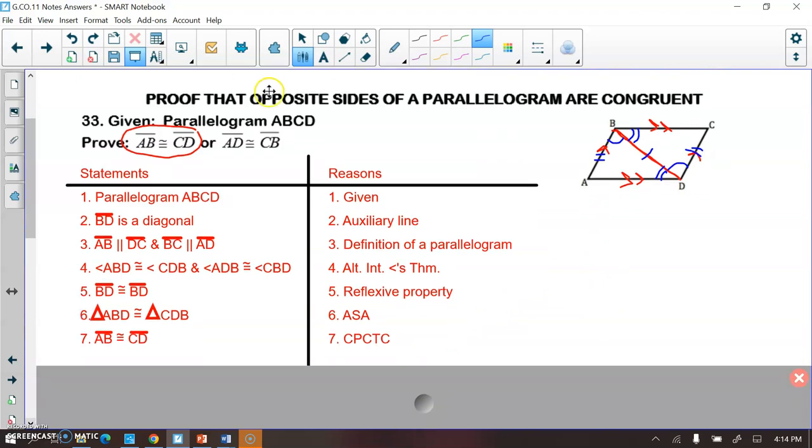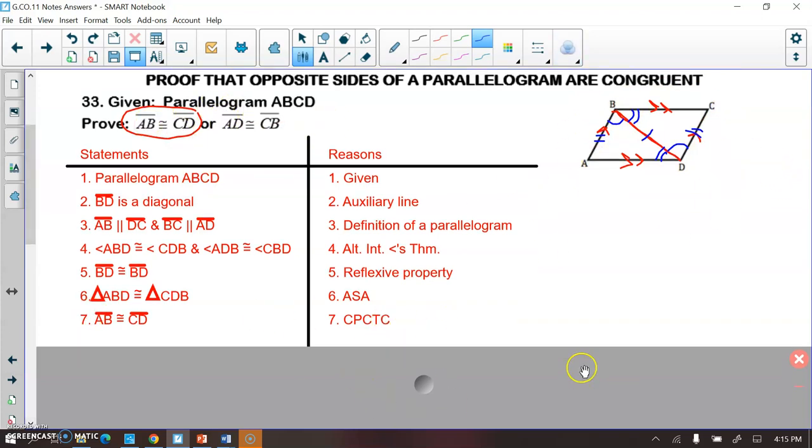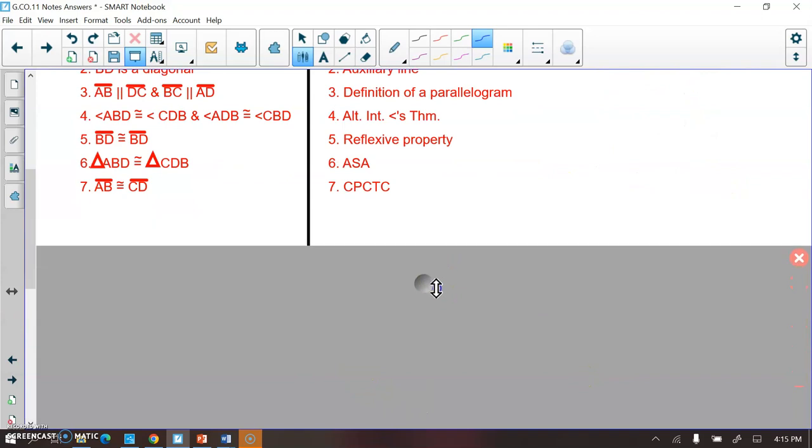All right, so we proved that a pair of opposite sides are congruent. You can also prove right away that AD and BC are congruent because the triangles are congruent. So we could actually prove both of these within that last step. All right, moving on to the next proof.